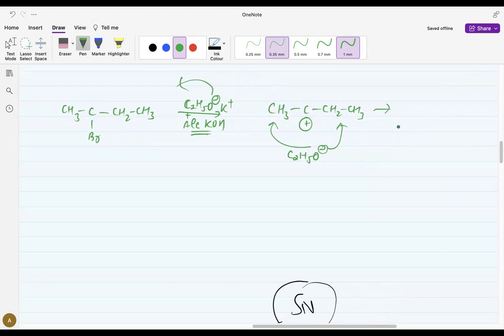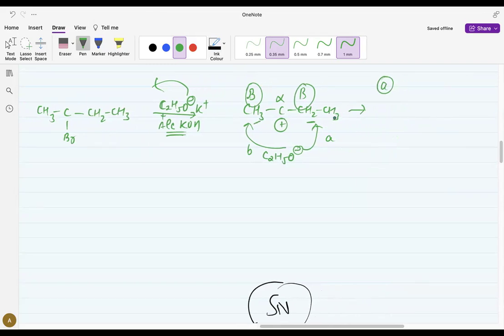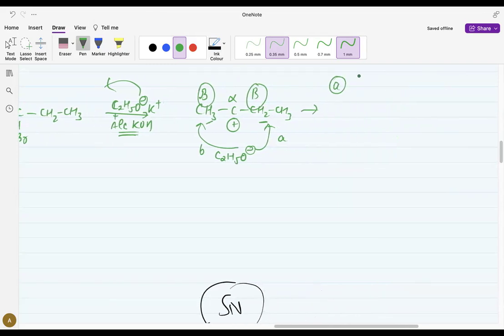हाइड्रोजन ले सकता है कहाँ से? Alpha and beta. It can take from beta. So it has two beta. So it can take from this beta or this beta. So if it took from A position, let's say what it has done.